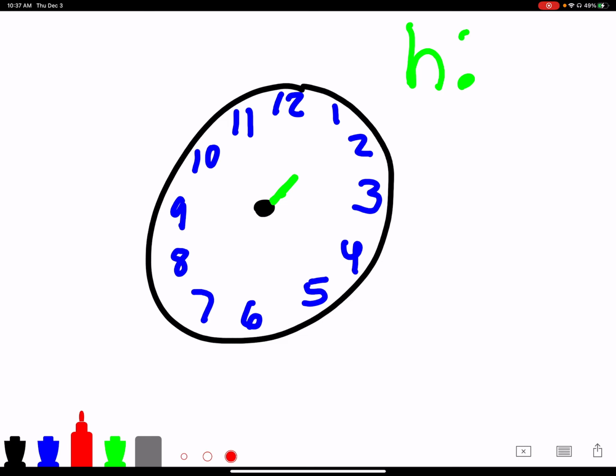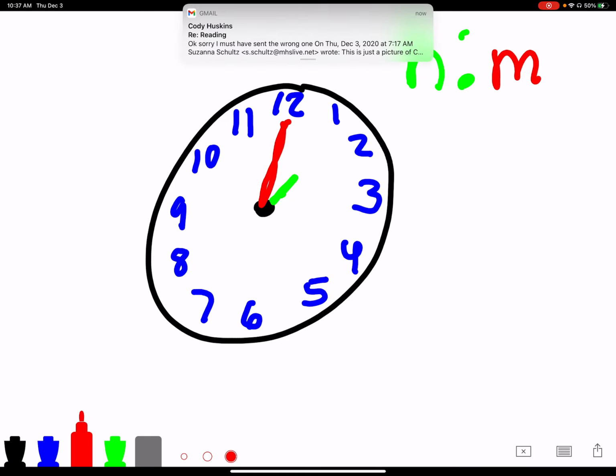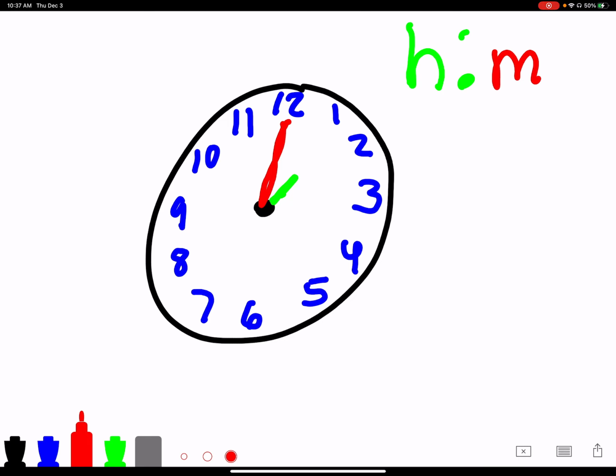And then the long hand represents the minutes. I'm just going to put M for minutes. And when you notice the short hand, the hours, when it points to a number, like say for an example, if it wasn't on this clock, if it was pointing to 1, what if it was pointing to 11? It's going to be 11 o'clock. It's going to be 11. It's going to be the 11th hour of something.